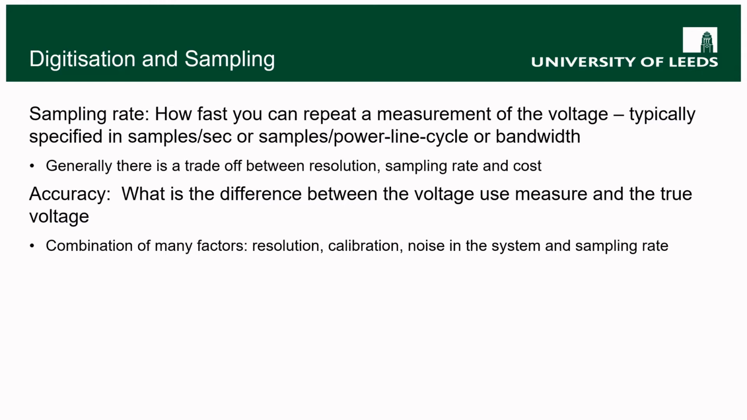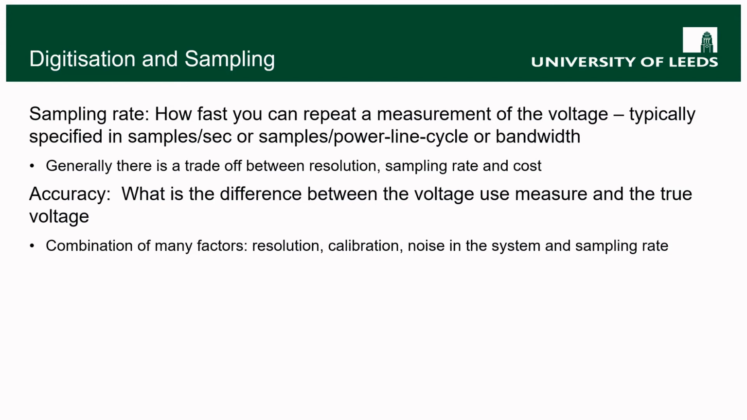And on the other hand, you might want to talk about the sampling rate. So that's how fast you can repeat a measurement of the voltage. And that's typically quoted in terms of samples per second, or possibly samples per power line cycle. Because the instruments are often designed to work on either a 50 or a 60 hertz mains power supply, and so you talk about how many measurements you do per power line cycle. Alternatively, you might talk about the bandwidth of a measurement. And very generally, there is a trade-off between resolution, sampling rate, and cost.